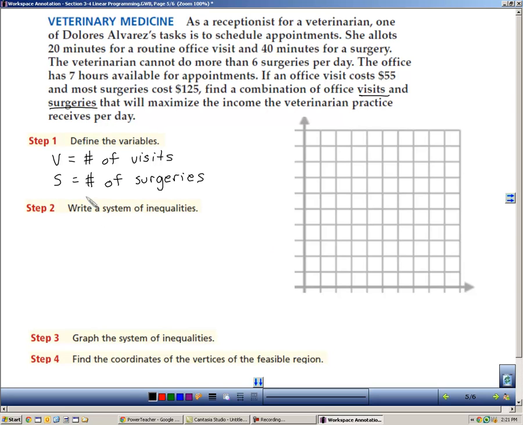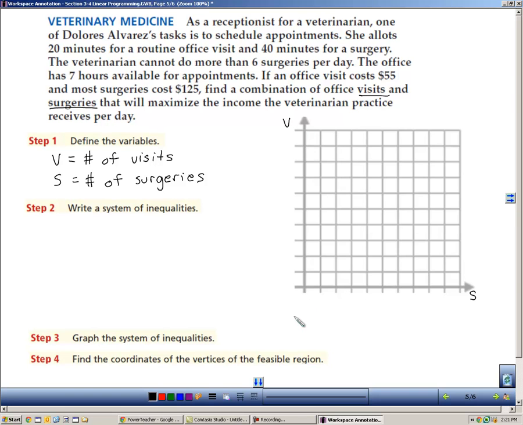Now that we know our two variables, we want to write all the inequalities that will constrain our region, that will create a shape that we'll call the feasible region. So let's go back and try to figure out what sort of lines we can graph. Since I know I can't have negative surgeries or negative office visits, I'm going to call this bottom axis the S-axis and this vertical one the V.